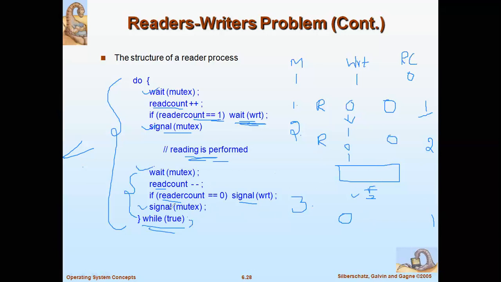Then you signal this mutex, that is, it is incremented to 1. This is basically to safeguard the variable read count. Then let's assume that in the fourth iteration, the other reader process also wants to come out.